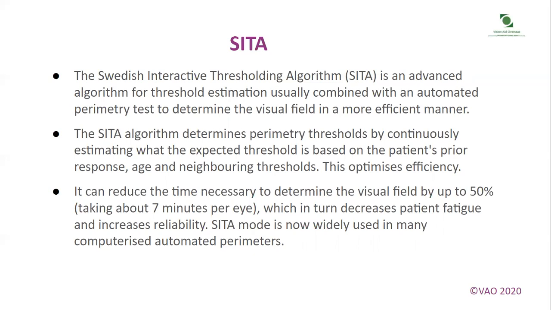It can reduce the time necessary to determine the visual field by up to 50%, taking about 7 minutes per eye, which in turn decreases patient fatigue and increases reliability. SITA mode is now widely used in many computerized automated perimeters.